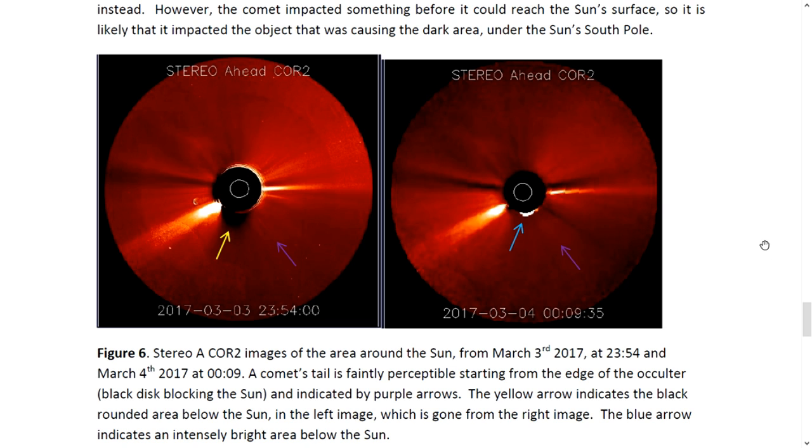When this comet came in, it impacted way below where the white circle is. There was a huge interaction with the sun. It also caused a reaction with the camera system of the STEREO satellite that images the sun. Immediately, this very large round circle shadow at the base of the sun disappeared, and then there was a very large illuminated circle at the base of the occulter.